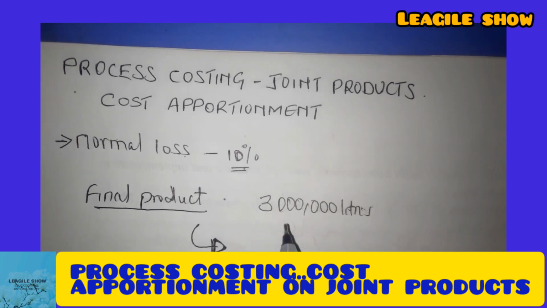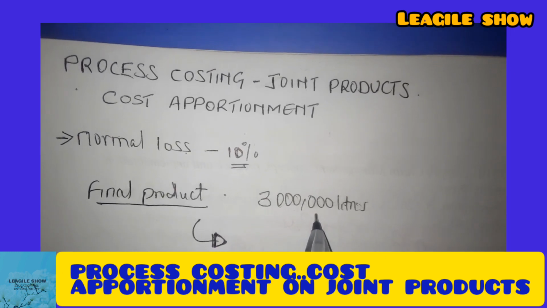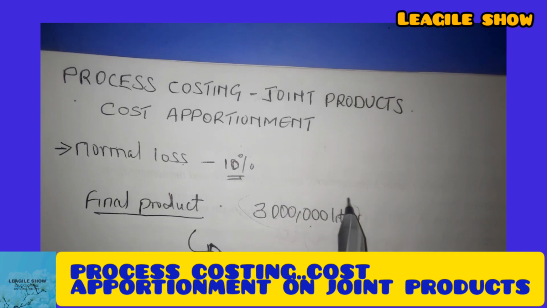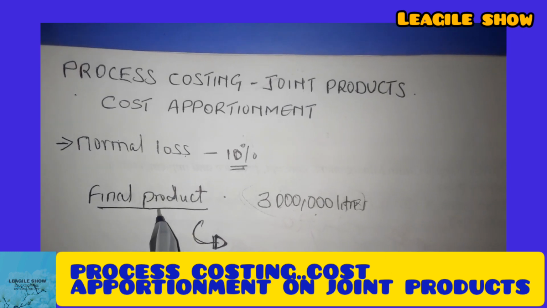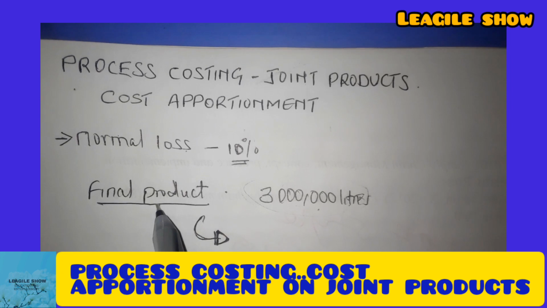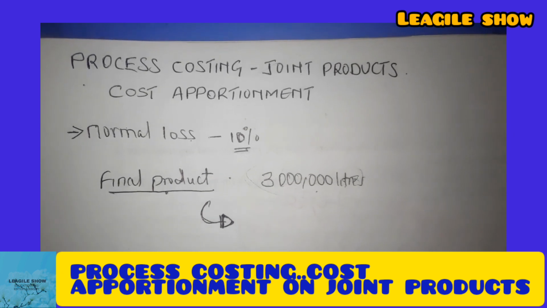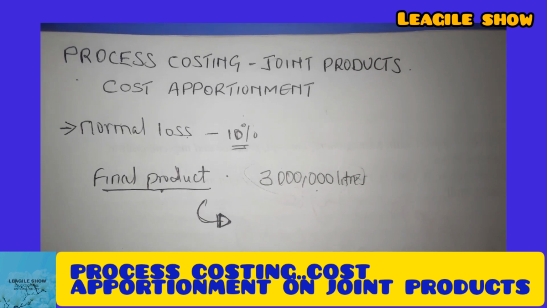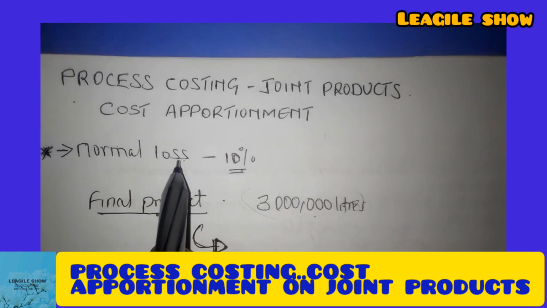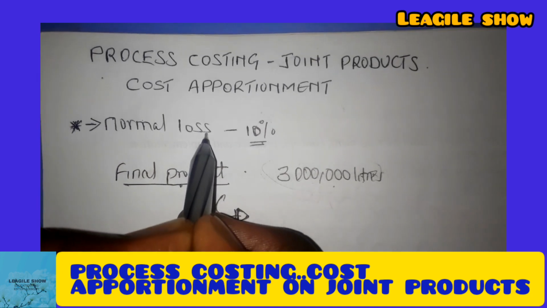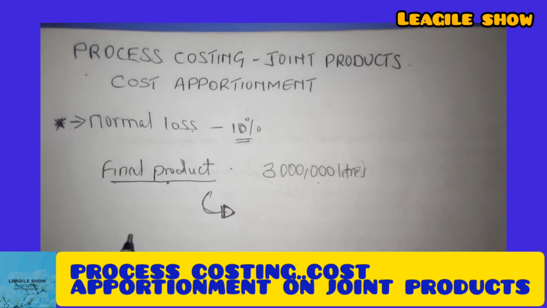That is, you take 10% of the crude oil and subtract it from the original quantity that is being refined. You'll notice that the final product here will have less liters. So while handling questions touching on joint products, remember, joint products in most instances tend to arise from the same process. So we'll have to take keen note and check in the question whether there is a normal loss before apportioning any cost.